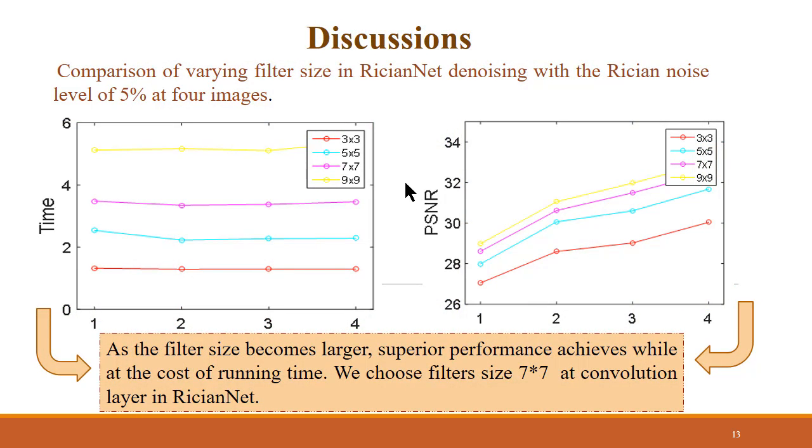We also discuss different filter sizes in our proposed method with a 5% Rayleigh noise level and 4 images. The left figure shows the time for the 4 images with different filter sizes, and the right shows the PSNR for the different filter sizes. We can see that as the filter size becomes larger, superior performance can be achieved, but at the cost of running time. That's why in our work, we choose the filter size 7x7 in the convolution layer in the RayleighNet.